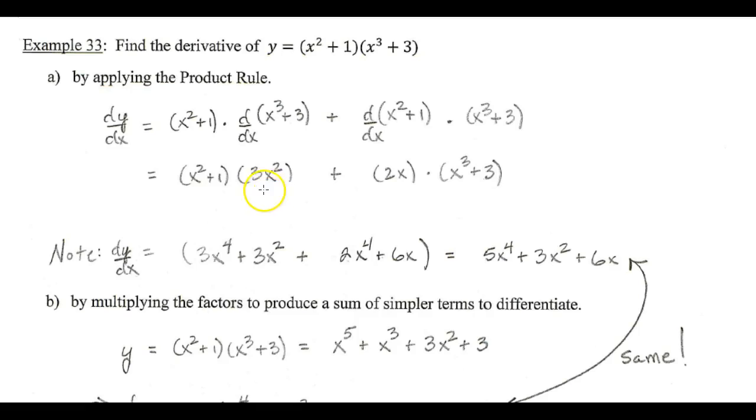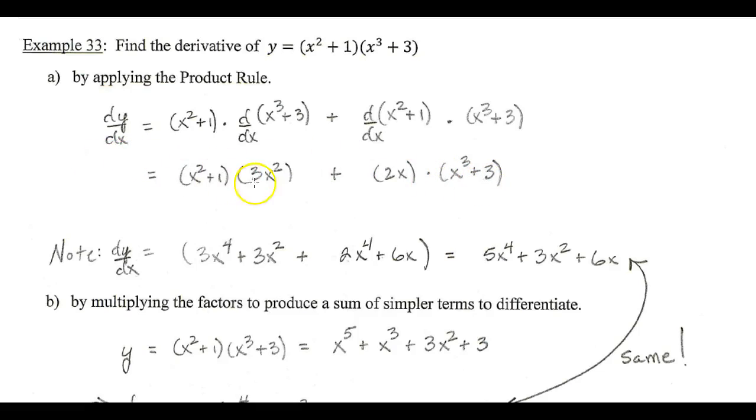So it's the first times the derivative of the second, plus the second, x cubed plus 3, times the derivative of the first. I wrote them in opposite order here, but it doesn't matter which way you write them. So the second times the derivative of the first, so that would be x cubed plus 3 is the second, times the derivative of x squared plus 1. So I use the power rule on x squared to give me 2x, and the derivative of 1 is 0. So 2x times x cubed plus 3.